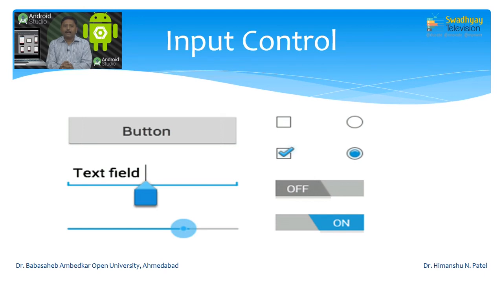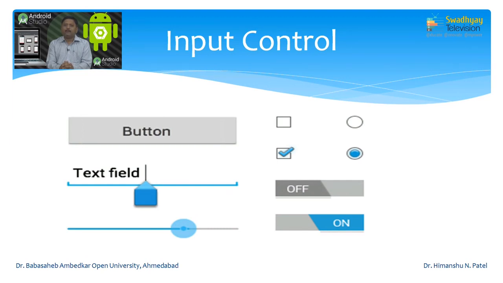Next is a seek bar, then we have checkboxes, which are a square with a tick sign, and round is a radio button, which is used to show mutually exclusive items, which means at a time only one item can be selected. The difference between radio button and checkbox is that we can have multiple items checked in a checkbox, while generally you can select only one item from the radio button.